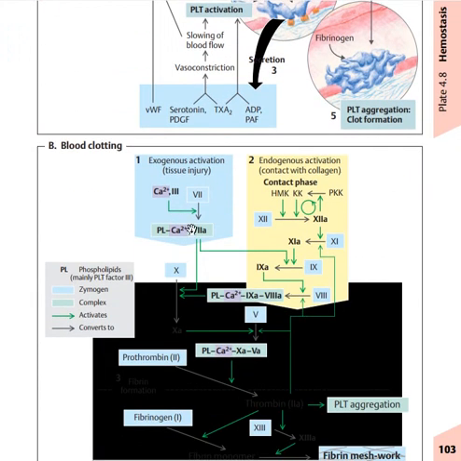So now how does clot formation, blood clotting, occur? Blood clotting occurs in two main ways. We have the exogenous activation and we have the endogenous activation.